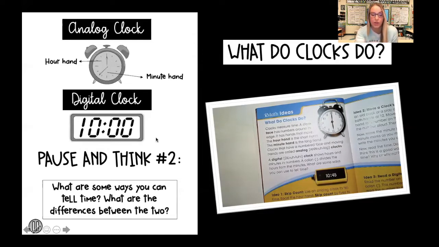Our second pause and think question is, what are some ways you can tell time? What are the differences between the two? So what are the 2 ways we talked about telling time, and what are the differences between the two? Go ahead and pause the video, answer the question, and come back when you're finished.